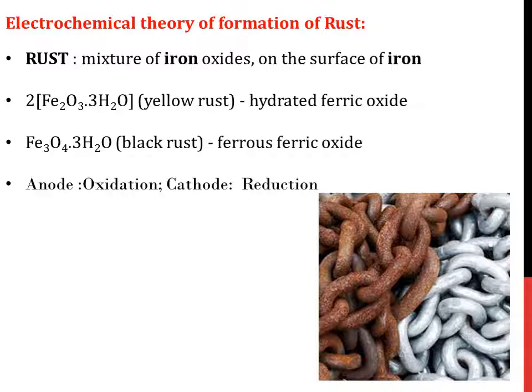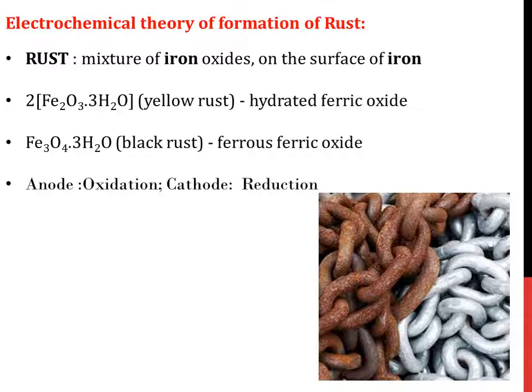Chemically, if you want to define rust, it is nothing but hydrated ferric oxide, which is also called yellow rust, or ferrous ferric oxide, which is also called black rust. The formation of rust is mainly explained using this electrochemical theory.